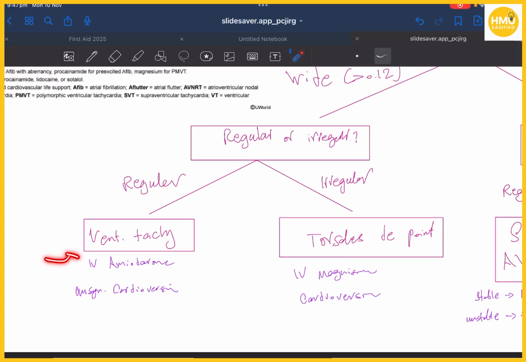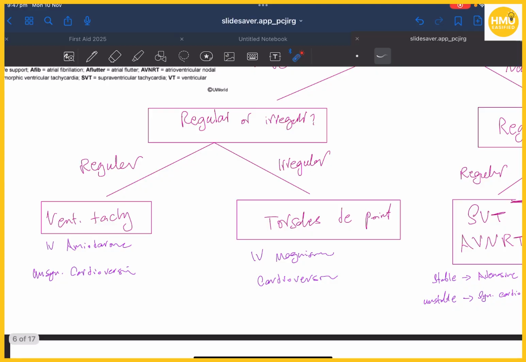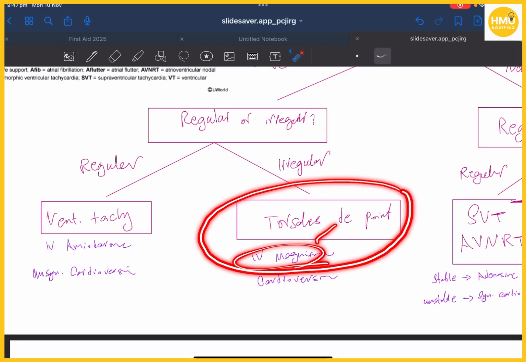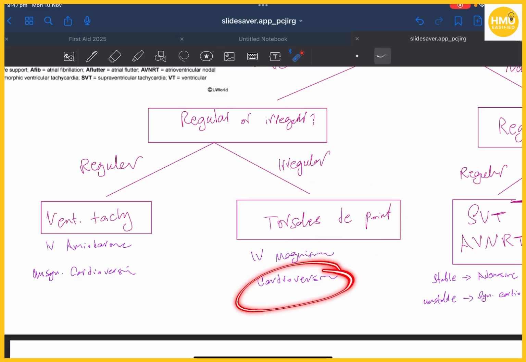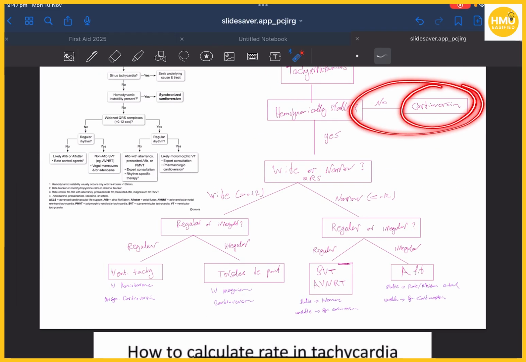But if he's stable, you do amiodarone, and you need to memorize this. Amiodarone for VTach. Whatever it takes, you need to memorize it. Now, if it's irregular, it's probably something called Torsades de Pointes, and you also need to memorize magnesium for this type of disorder. And cardioversion, if he's unstable, I would say here.